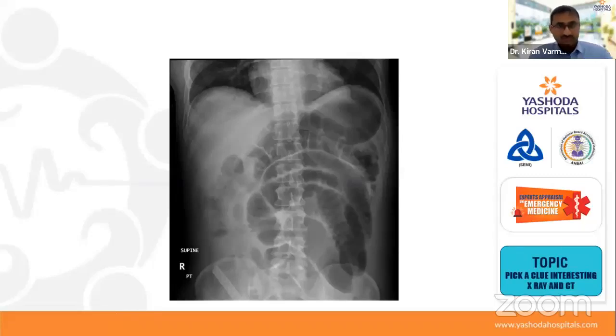Yes, this is the X-ray. X-ray abdomen. So what do you think about this X-ray? Just keep everything in mind, including history, clinical examination, then X-ray. It is a cumulative effect, right? So don't jump onto the diagnosis by taking history alone. You have to consider all these things before coming to the diagnosis.